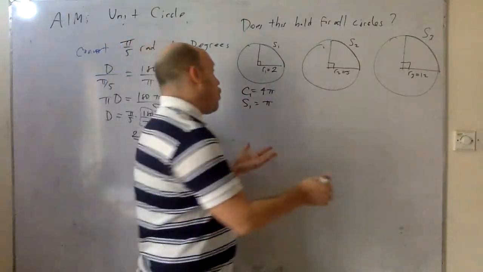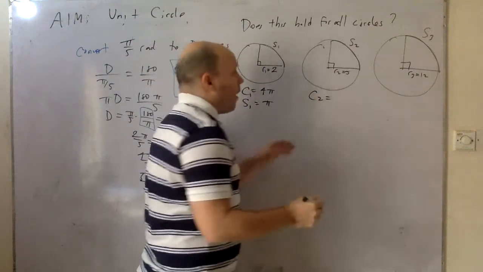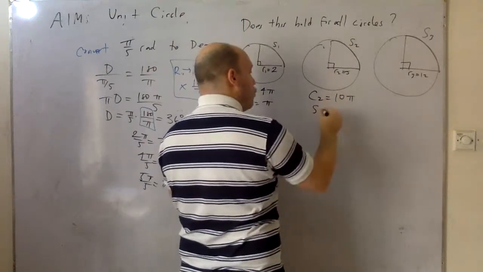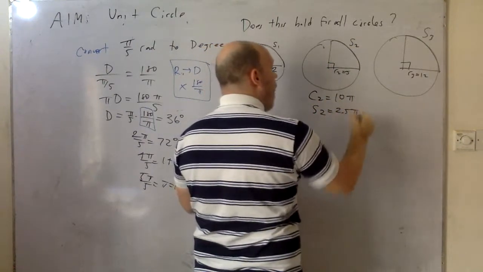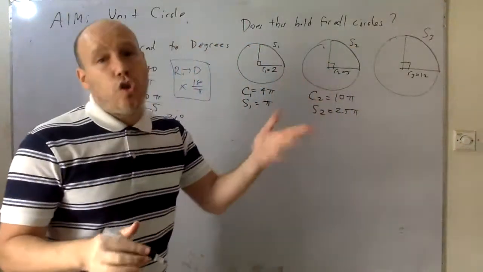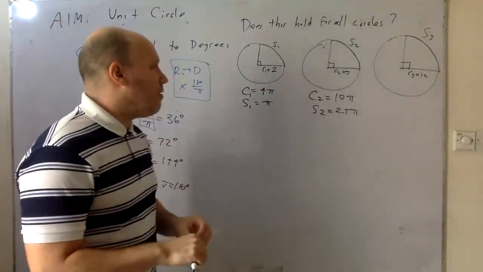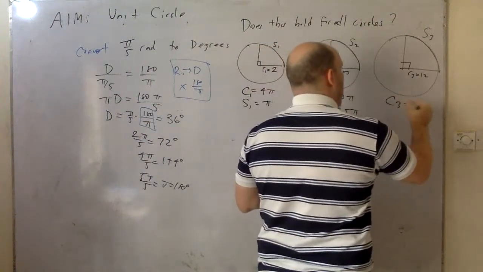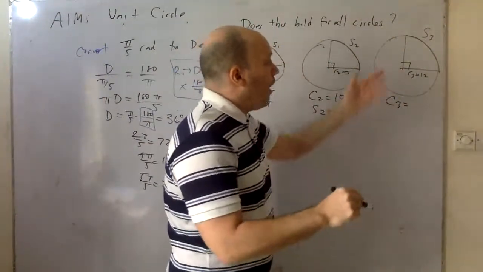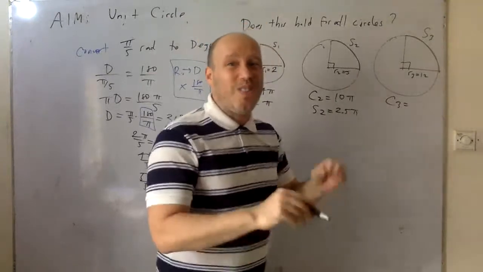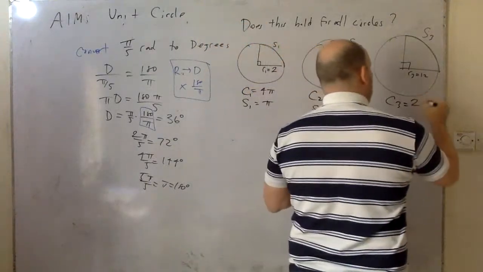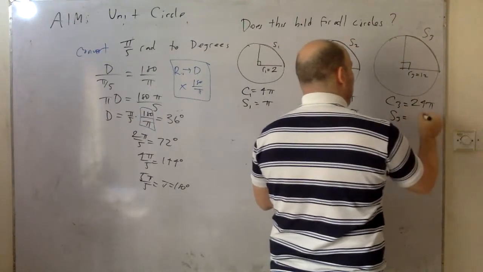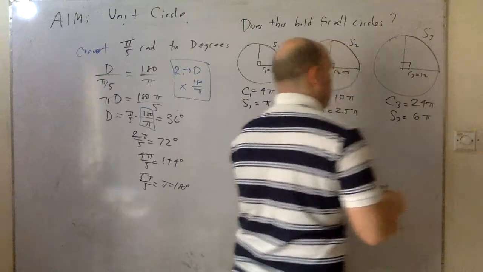Let's see what's happening other places. We look at the second circle: the radius is 5, which means the circumference is 10 pi, and therefore this arc length, S2, is 2.5 pi. 10 divided by 4, 5 over 2, 2.5. It's not looking too good. But let's try something else. The radius is 12 in the third circle, so the circumference is 24 pi, and that means arc length S3 is 6 pi.